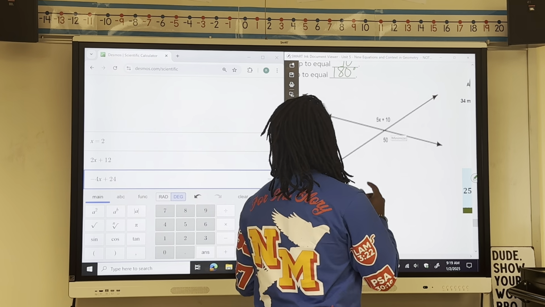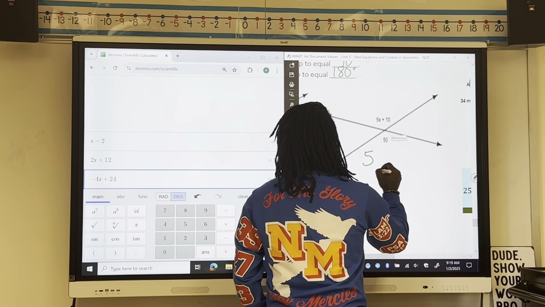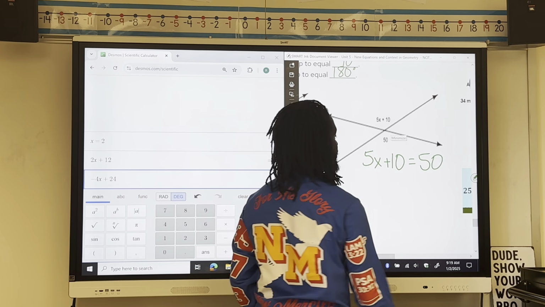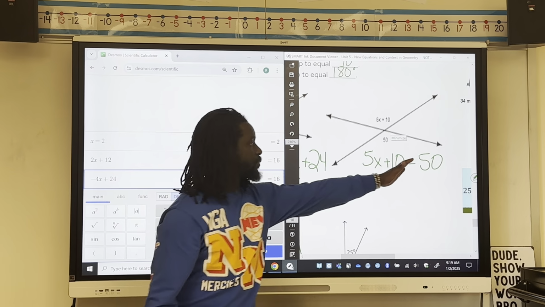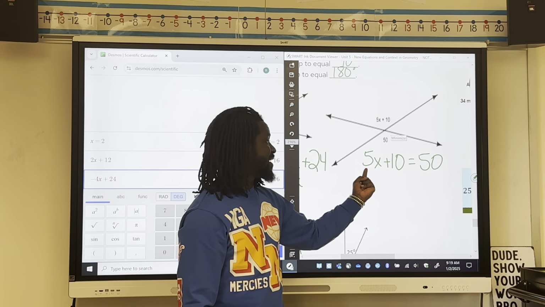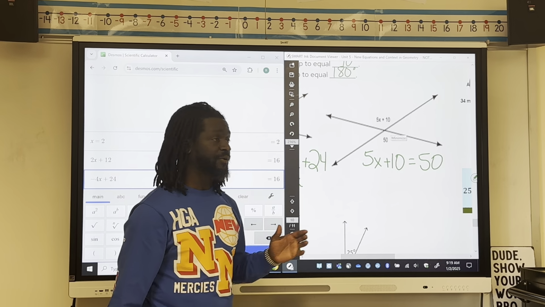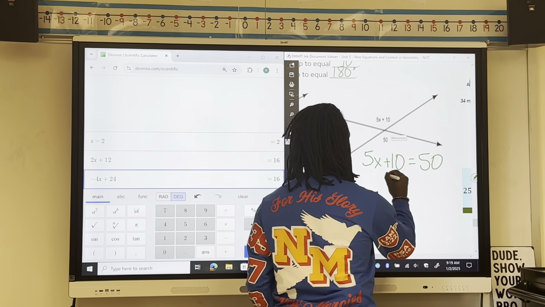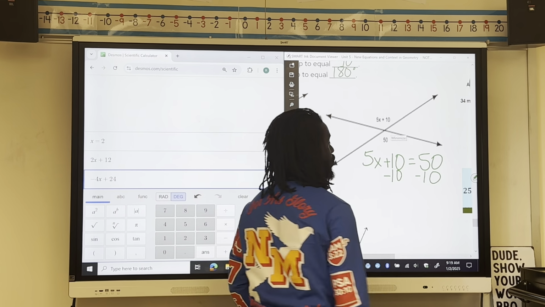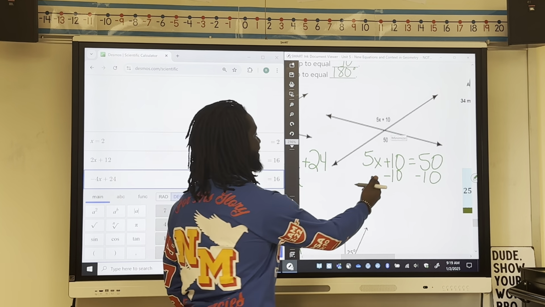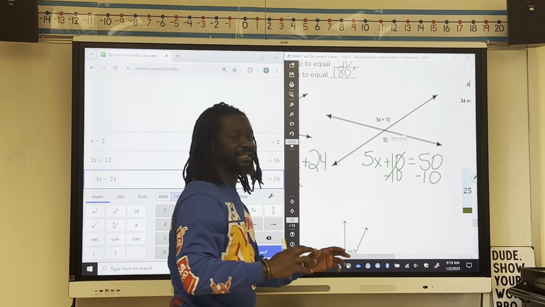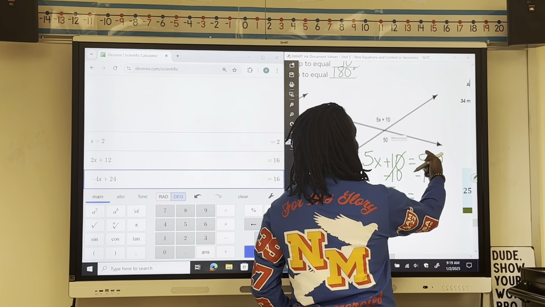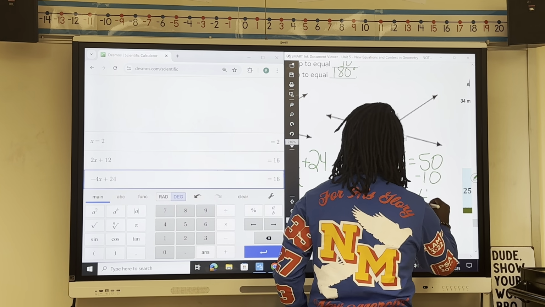All right, so if you did this, you should have set 5x plus 10 equals 50 there. This time there's no variable on this other side, so all I've got to do is get this variable by itself. So I've got to get the x by itself, so I've got to get rid of the plus 10. The opposite of plus 10 is minus 10. Whatever I do to one side, I also must do to the other side. The 10s are going to cancel because they are 0 pairs, and that is going to leave me with 5x equals 50 minus 10, and that is going to give me 40.